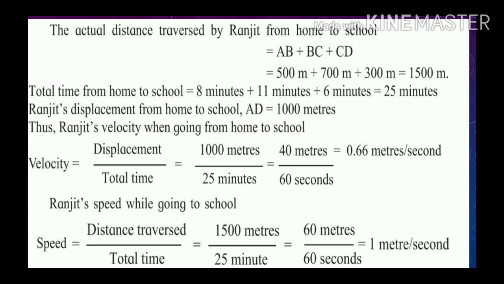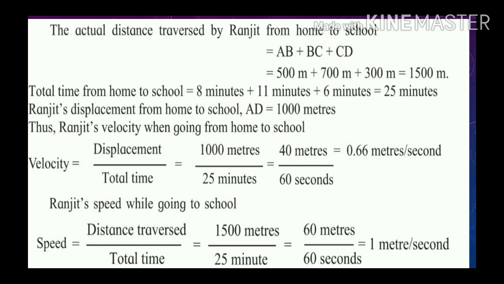Ranjit's displacement from home to school. It is given in the diagram that from point A to point D is equal to 1000 meters. Actually, we learned what displacement is: the minimum distance traversed by a moving body in one direction from the original point to reach the final point. So those points A to D are already given as 1000 meters. Distance 1500 meters, displacement 1000 meters. Is it clear? Okay, now next thing.